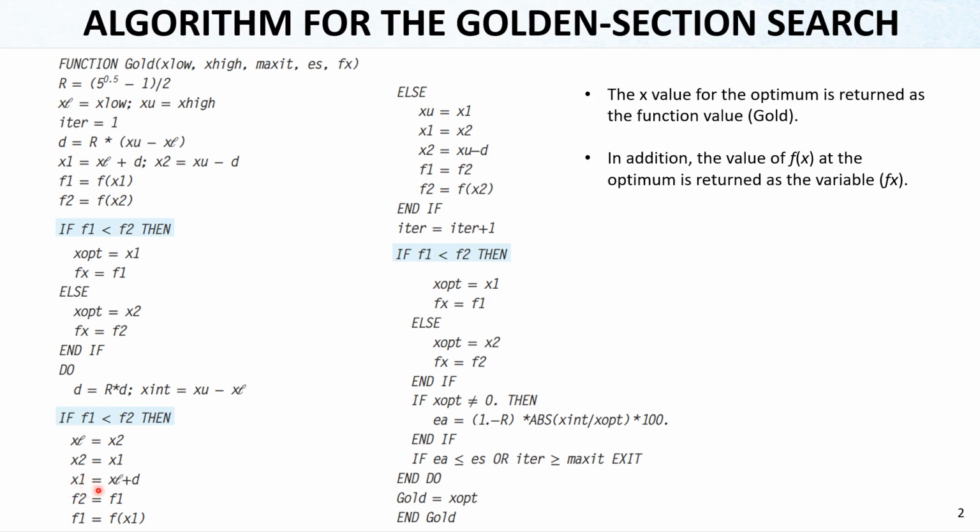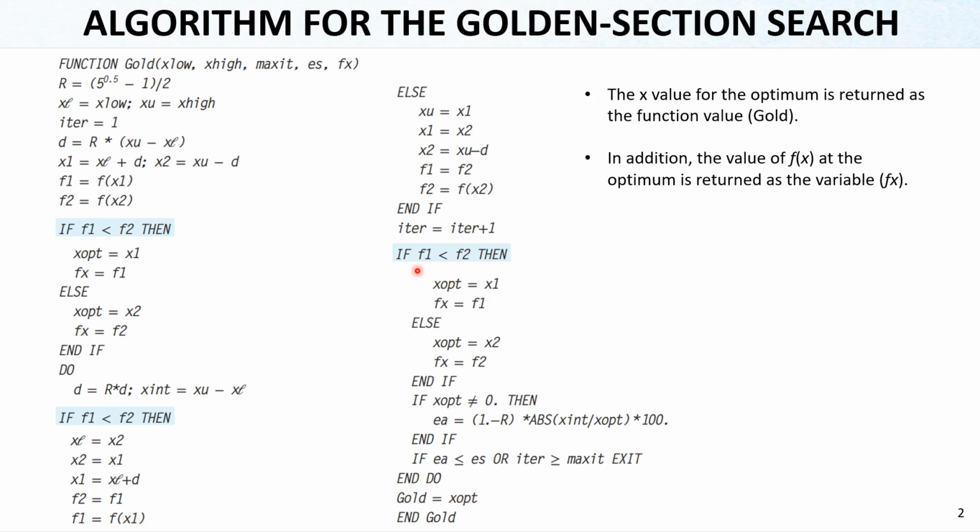And x1 is the summation of xl plus d, and the function values. Otherwise, that means f2 is smaller than f1, then xu becomes x1, and x1 is x2, and x2 is calculated from the new upper bound and function values. And we finish this, and we increase the iteration.